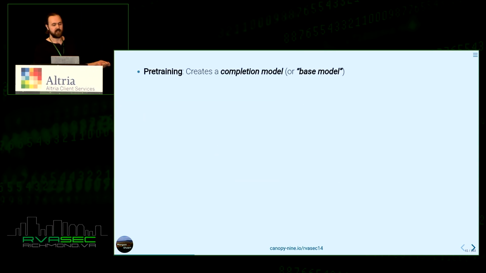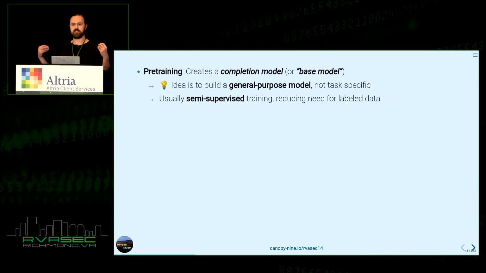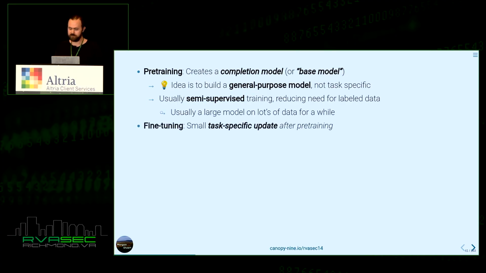So pre-training creates this completion model. It's often called a base model. The idea is to build something that's really general purpose, not task specific. It's usually semi-supervised training, if you want to get into the weeds of it, which means that we don't really need labeled data. We're just using the intrinsic structure of the data, the causal structure of it, to train the model, to get the model to have useful representations of that data set that we can then go on to fine-tune. And so fine-tuning is simply task-specific training after pre-training.